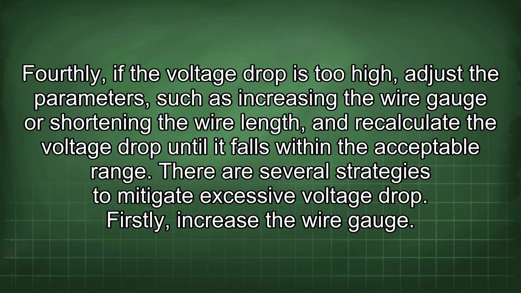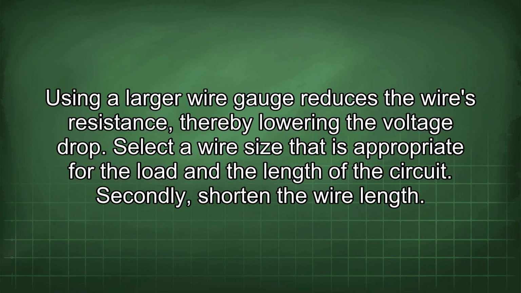There are several strategies to mitigate excessive voltage drop. Firstly, increase the wire gauge. Using a larger wire gauge reduces the wire's resistance, thereby lowering the voltage drop. Select a wire size that is appropriate for the load and the length of the circuit.